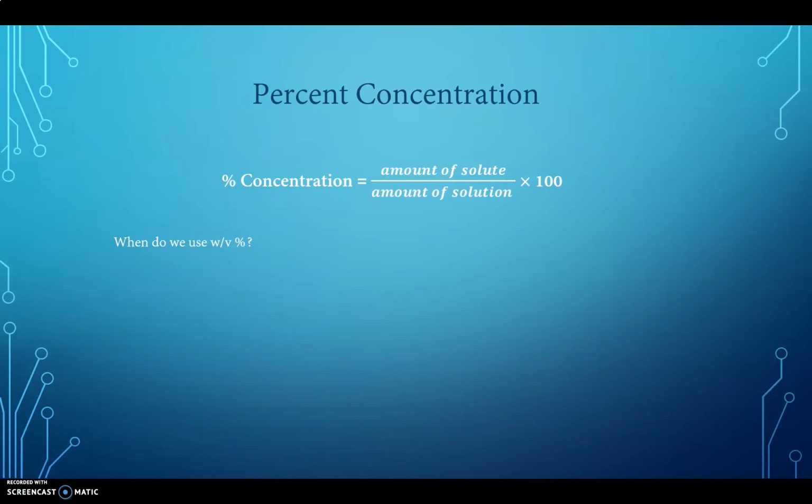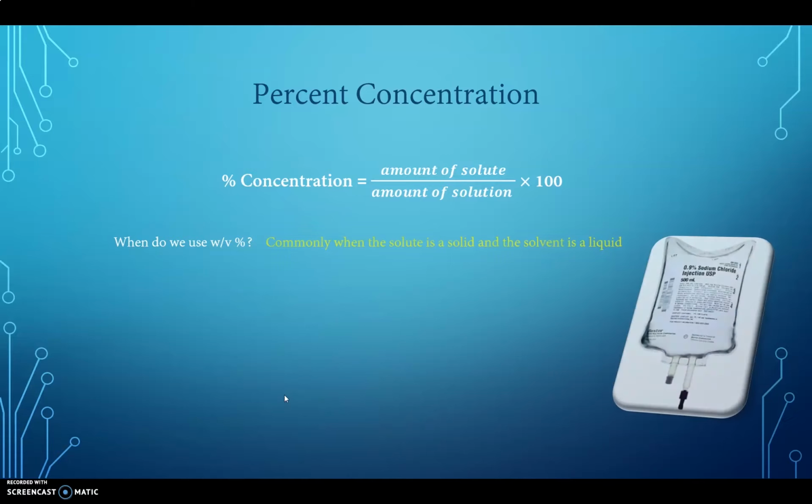So when do we use a weight volume percent? Well, most commonly when the solute is a solid and the solvent is a liquid. And a good example of that are various IV solutions. This represents what they call a normal saline solution, a 0.9% sodium chloride solution. In this case, sodium chloride is our solid solute and water would be our liquid solvent.